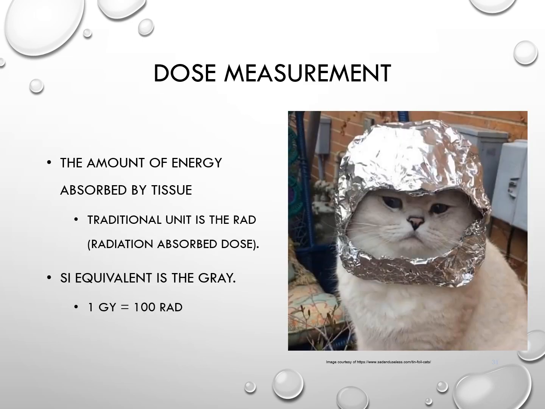So then the dose measurement is going to be the amount of energy that is absorbed by tissue. So the traditional unit was the RAD, or radiation absorbed dose. I think that one is like the perfect name for this. It's RAD. The SI equivalent, or the newer version of this, is called the gray, and it's abbreviated Gy right there. So 1 gray is equal to 100 rad. And then conversely, 1 rad is equal to 0.01, or 1/100th of a gray.